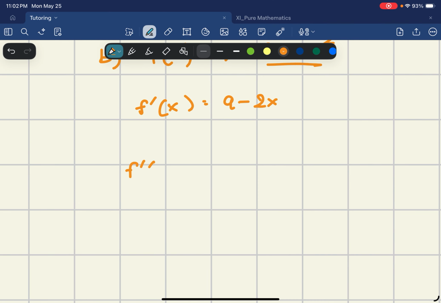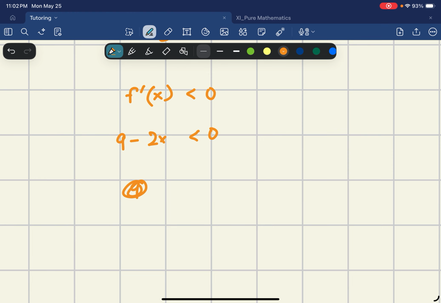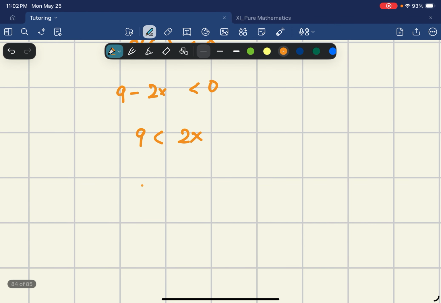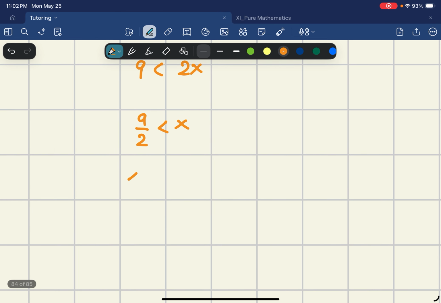So I need to solve f dash of x is less than 0. 9 minus 2x is less than 0. I can add 2x on both sides, I get this expression. Now 9 over 2. I can divide by positive 2 without changing the direction of my inequality. And finally, I get x is bigger than 4.5. So that is the solution.